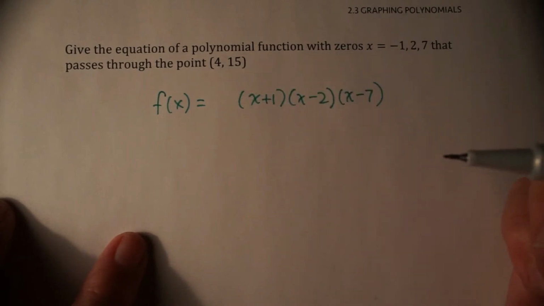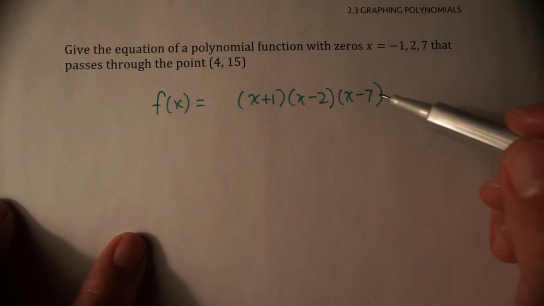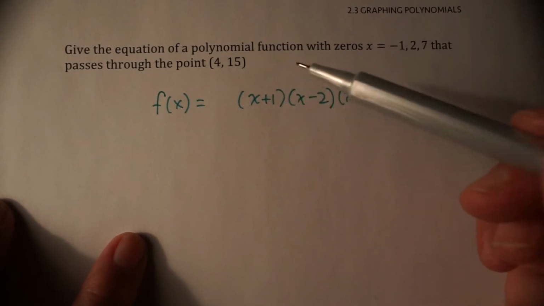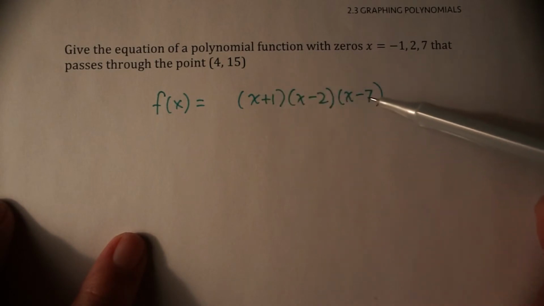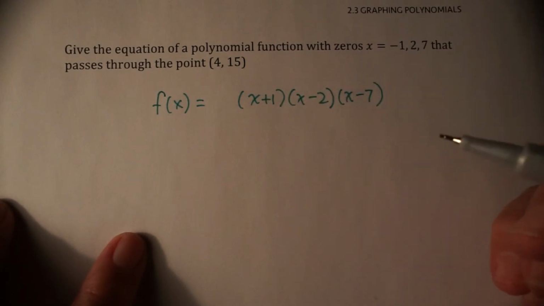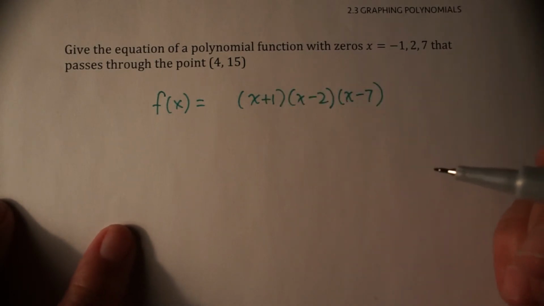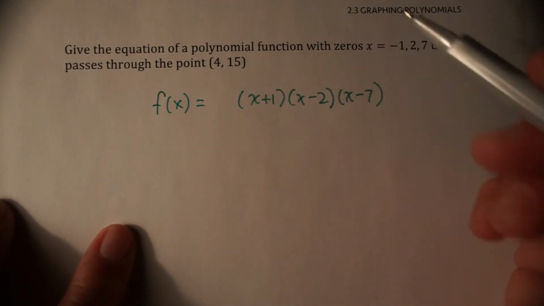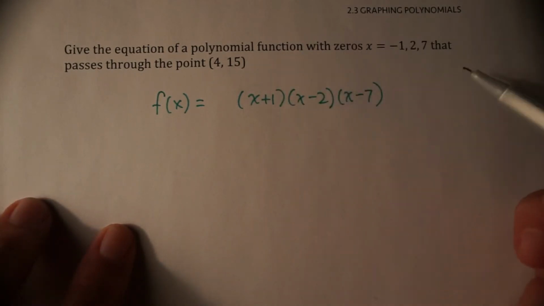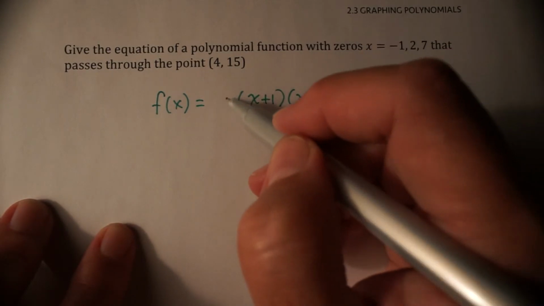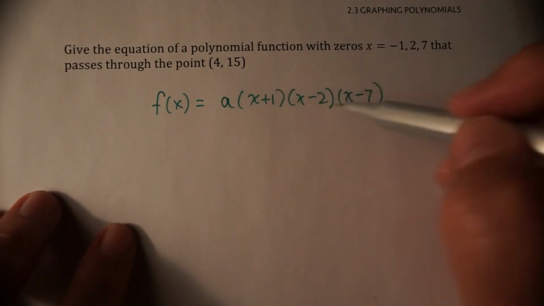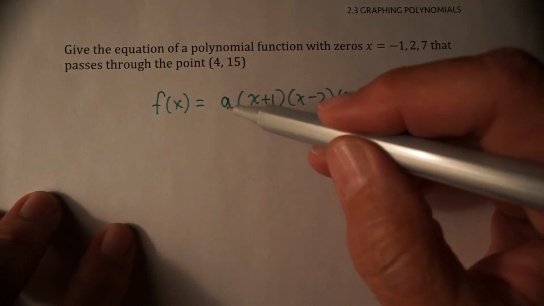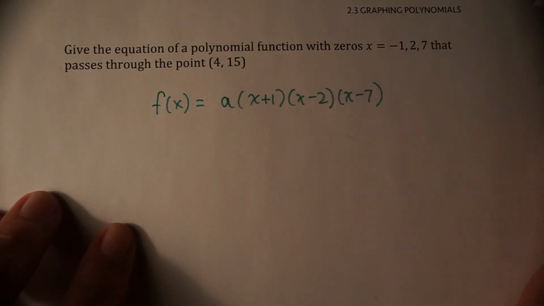So, these are our zeros, that's fine, but how do I make sure it passes through that? Right now it would not. If I put x equals 4 in here, it would not equal 15. So what to do about that? Well, remember we're talking about a family of functions. With these zeros, if I leave an arbitrary a value there, it would still have these zeros because that is a constant number. It would not change the zeros.